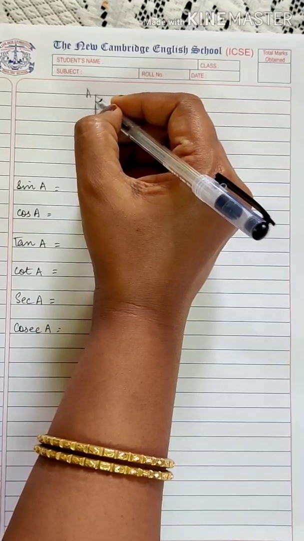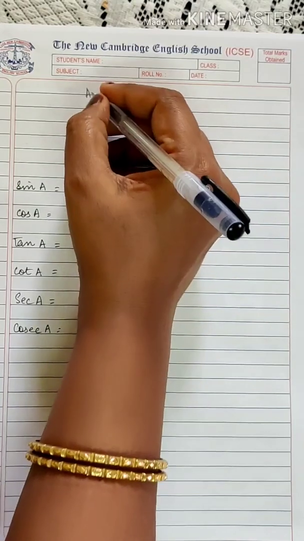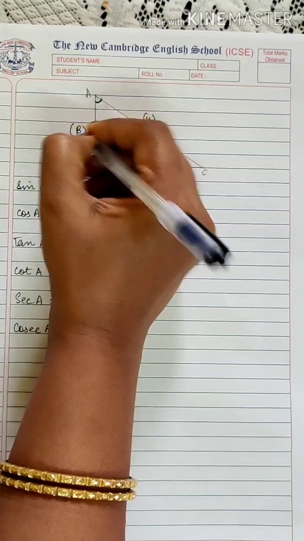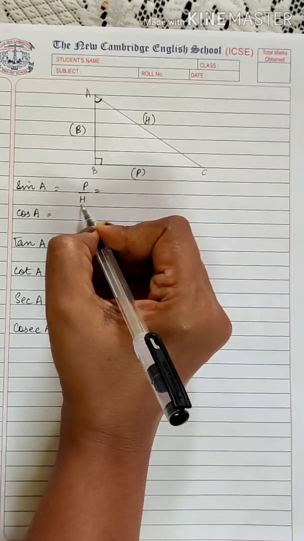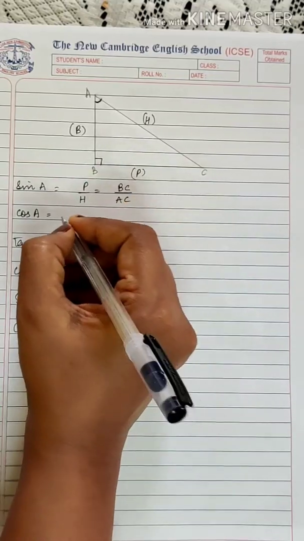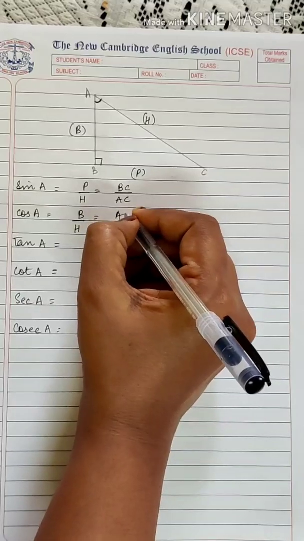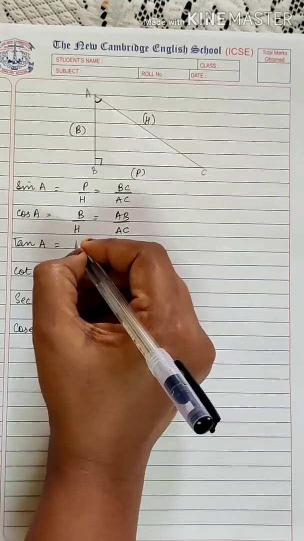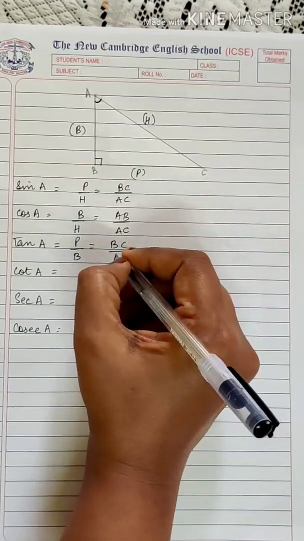Now with reference to this angle A, perpendicular is BC and adjacent, that is the adjacent side, is the base. So AB is the base. So sine A will be equal to perpendicular by hypotenuse, that is BC by AC. Cos A is base by hypotenuse, base is AB by AC. Tan is perpendicular by base, that is BC by AB.